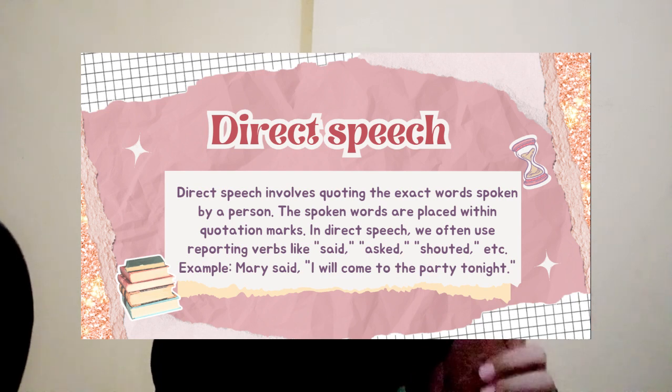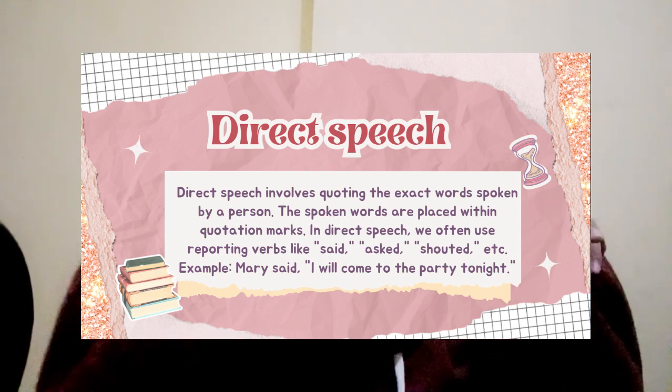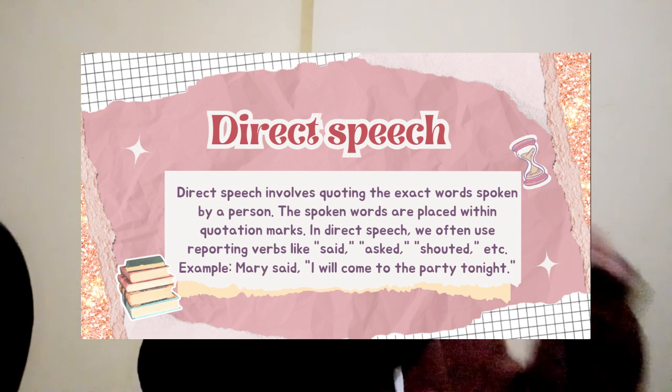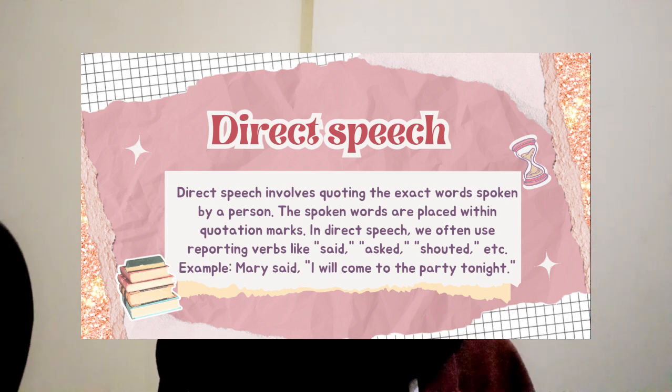Direct speech involves quoting the exact words spoken by a person. The spoken words are placed within quotation marks. In direct speech, we often use reporting verbs like said, asked, shouted, and so on. For example, Mary said, "I will come to the party tonight." So, you must remember, in direct speech, there are quotation marks and reporting verbs: said, asked, and shouted.